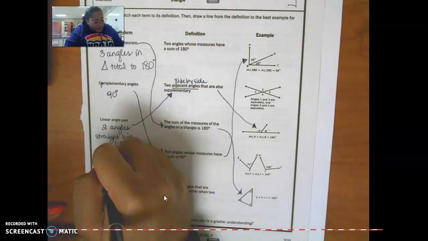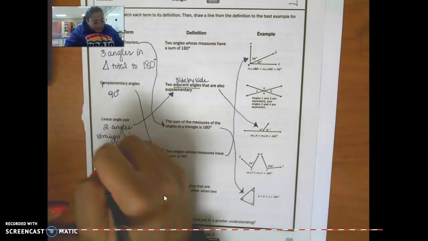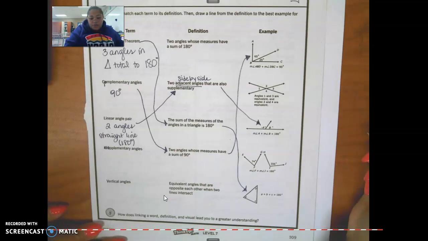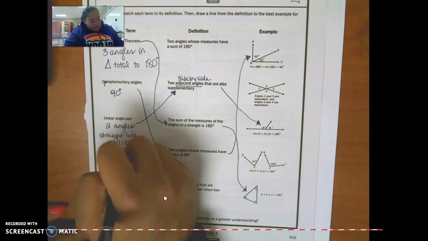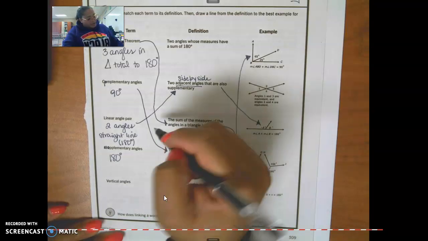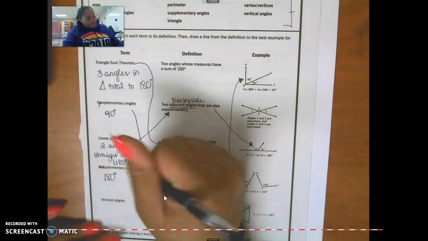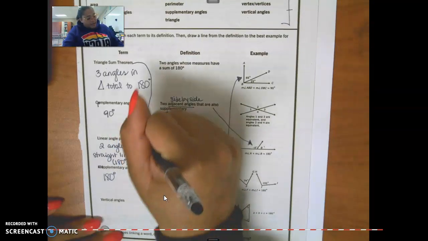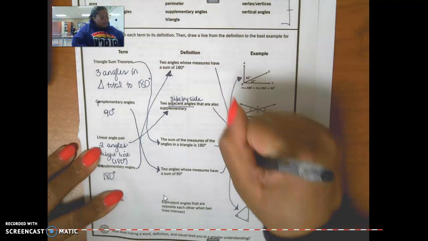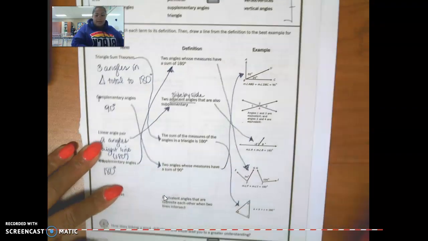Supplementary angles, I like to cross my S and put a 1 in front and then make my U into a 0. So it says 180 degrees total. That's going to be two angles whose measures have a sum of 180. So I'm going to take this guy and come up here, bam. And then I'm going to take this guy and come down here, bam.